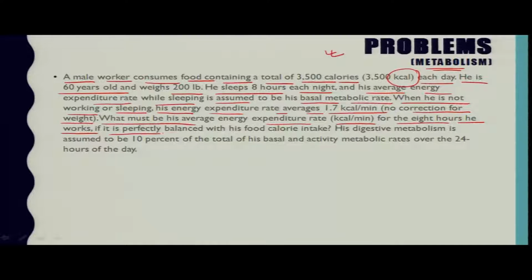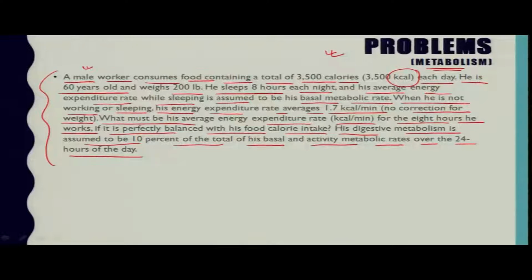If it is perfectly balanced with his food calorie intake, his digestive metabolism is assumed to be 10% of the total of his basal and activity metabolic rates over the 24 hours of the day. So here you have to recall the theory which we studied in metabolism, in fact in physical ergonomics, metabolism and the energy expenditure rate.